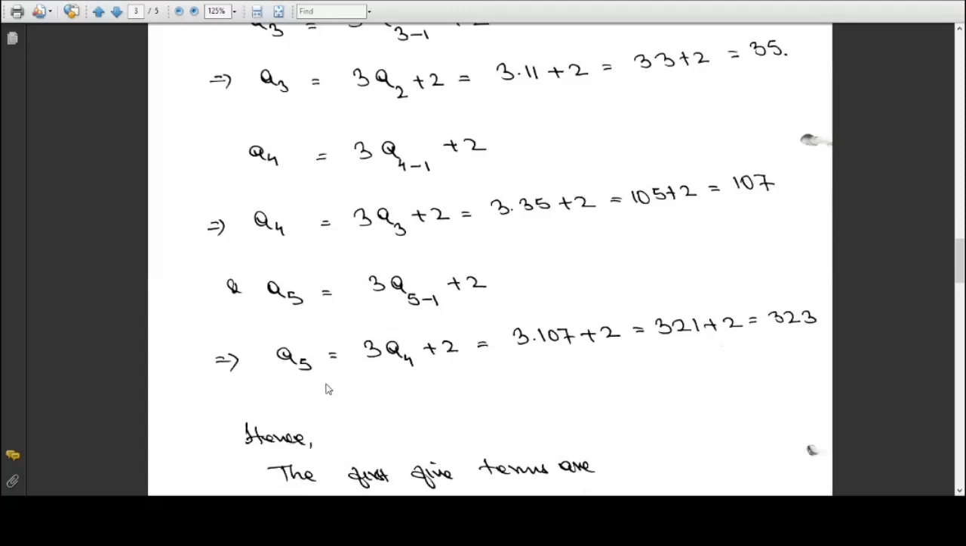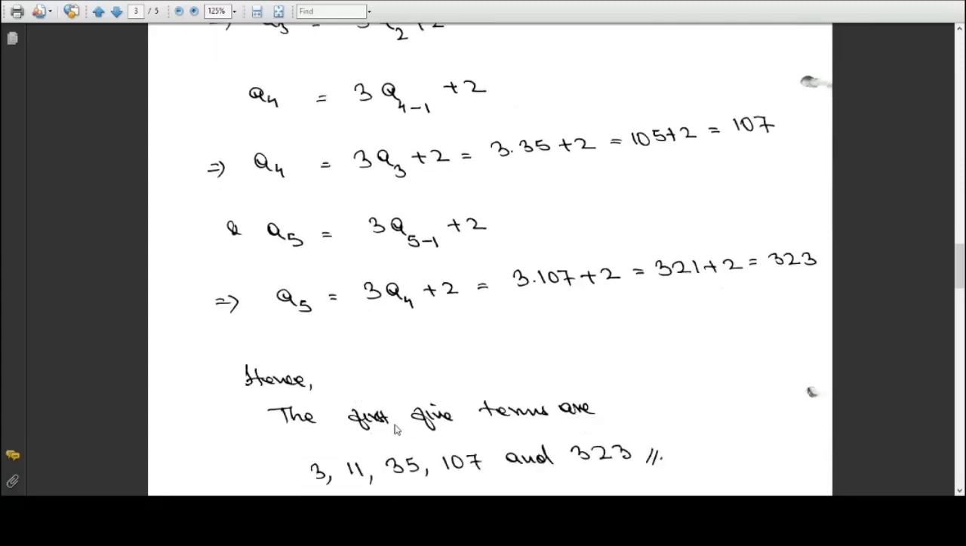And the last, putting n equal 5, a5 is 3a(n minus 1) plus 2, where 5 minus 1 is 4, so a4 plus 2. Now the term 4, what is the value of term 4? It is 107. 3 multiplied by 107 plus 2 will give us 321 plus 2, which is 323. Hence the first 5 terms are 3, 11, 35, 107 and 323. Is that clear?